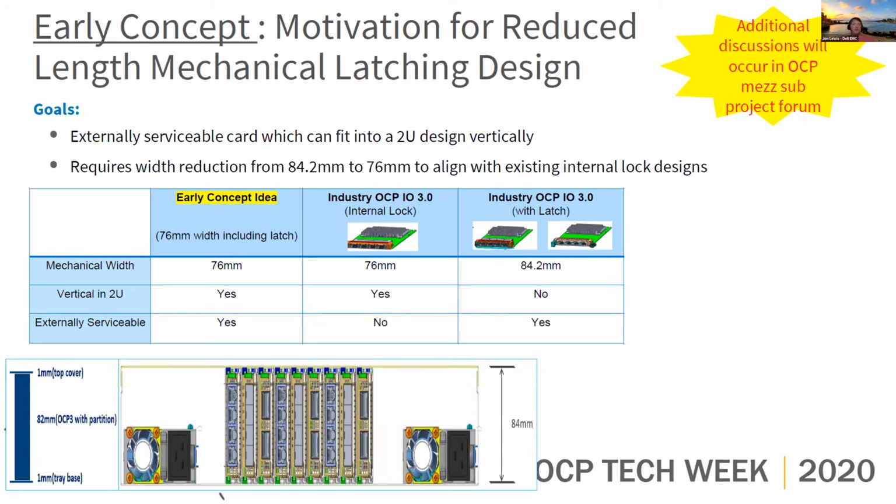This compares to the other existing faceplates and latching mechanisms: the internal lock, which is not externally serviceable, and the thumb screw, which is not available in the vertical orientation, but is externally serviceable. So it's an effort to try to hit both yeses: the vertical orientation and the external serviceability.